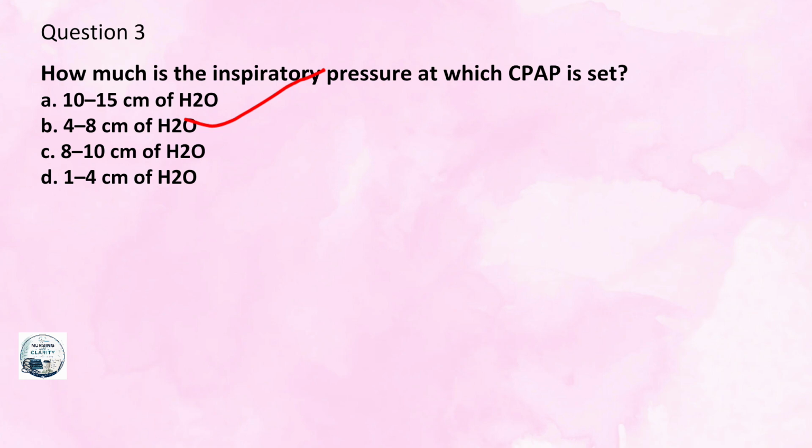Option C, 8 to 10 cm H2O, can be used in some patients with more severe hypoxemia, but it is not the usual starting pressure. So we can't choose that option. Next, option D, 1 to 4 cm of H2O. If the pressure is too low, it will lead to alveolar collapse. So we can't choose that option. The correct option is 4 to 8 cm of H2O.